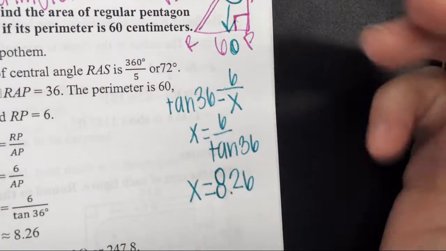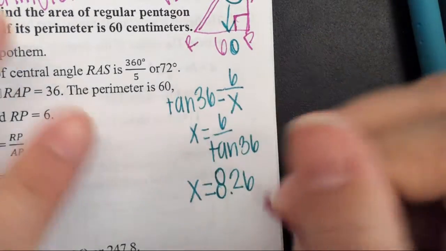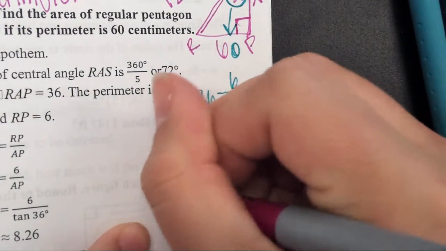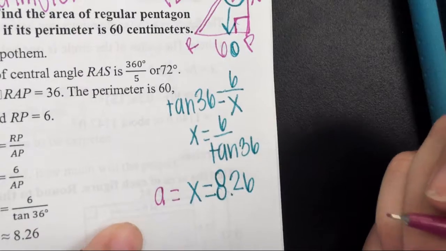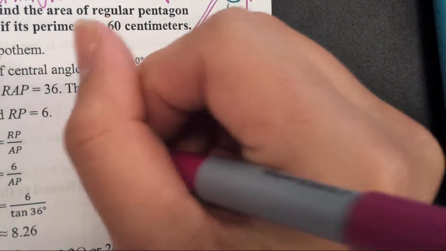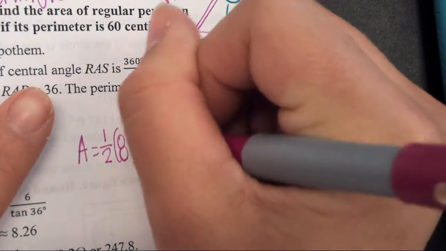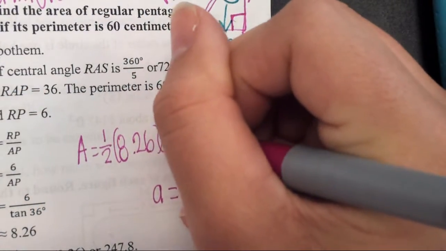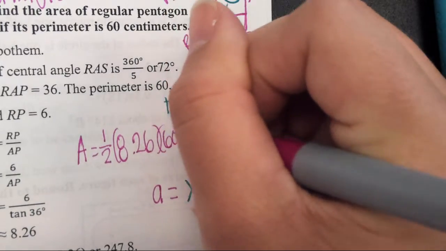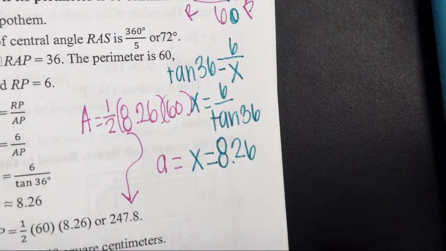What is x? What did we just find? The apothem. Do we now have everything we need to find the area? Yes. 1/2 times the apothem times the perimeter, which was 60. That should give you your answer of 247.8.